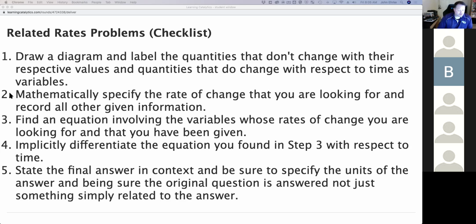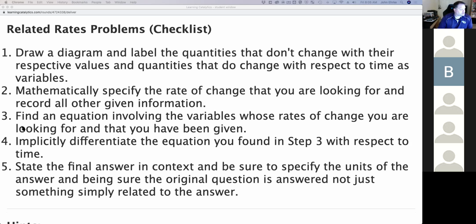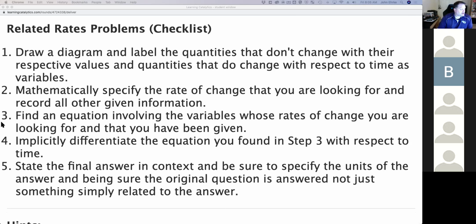So on step 2, we're going to find the rate that we want and the rate that we're given. We're going to write those down using the notation that we've used to label the figure. Step 3, we're going to find an equation that relates the 2 variables for our rates. I'll talk about that as we go through the problem. Step 3 is where the math really starts here.